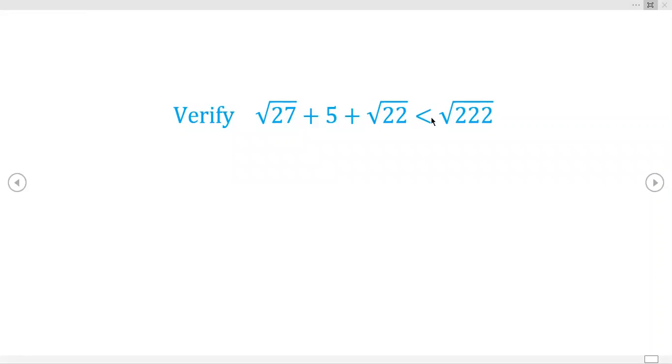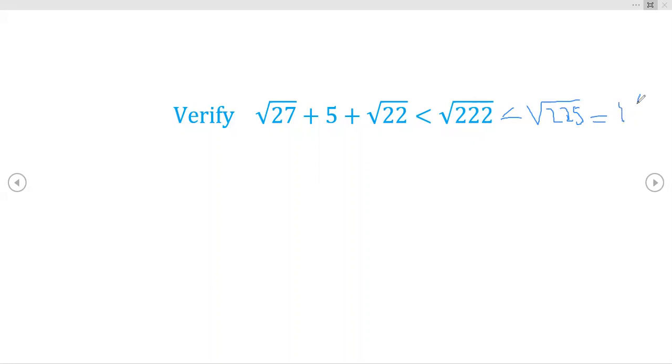Try to prove this inequality today. It's a fairly barren looking inequality, but if you'll notice, things look pretty close here. This number on this side, the square root of 222, is certainly less than the square root of 225. And I picked 225 because it's a perfect square. It is 15 squared. So the square root of 225 is equal to 15.